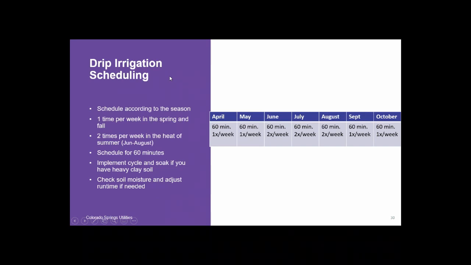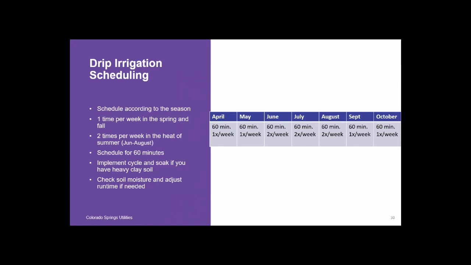Scheduling for drip irrigation is critically important. That's where management comes into play, making sure that you're being efficient with that drip irrigation zone. Similar to overhead irrigation, you want to make sure that you're scheduling according to the season. Generally in the spring and fall, you can schedule that drip irrigation zone one time per week for a total of 60 minutes.